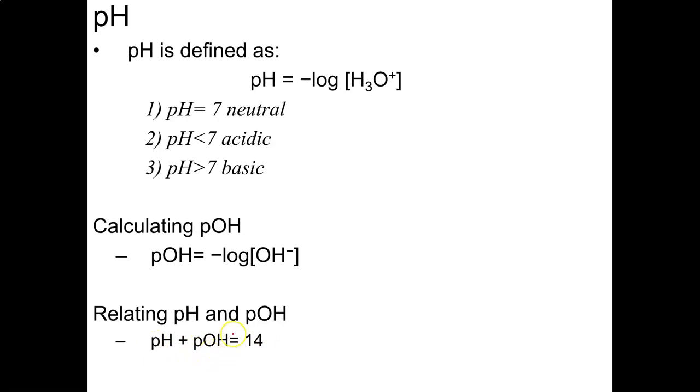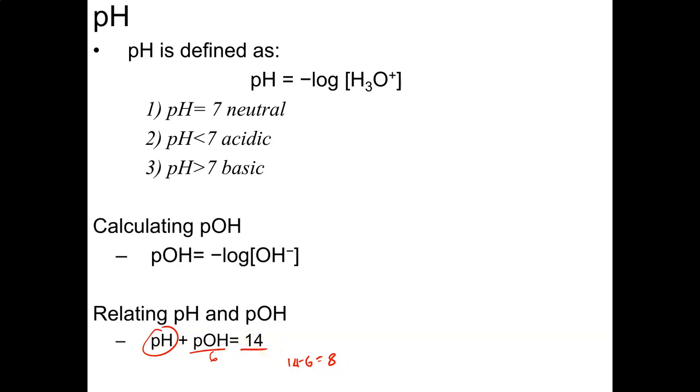So if your pOH was 6, and you do the math, it'd be just 14 minus 6 is equal to 8. That's equal to your pH, because you're solving for this. You have 2 of the 3 variables. You have this, and you have this, and you just do the math.